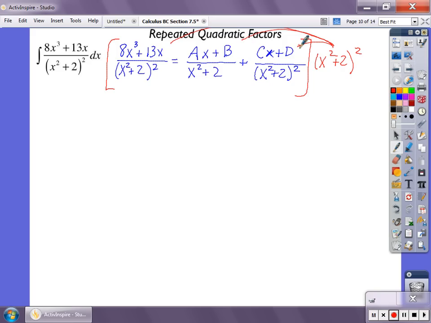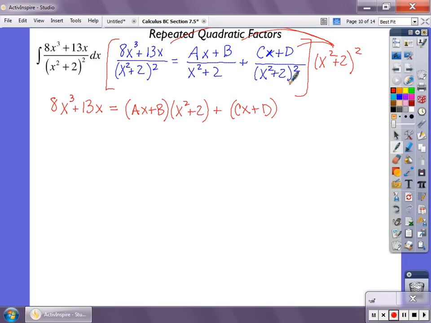The x squared plus 2 to the second and x squared plus 2 to the second here will reduce. We'll be left with 8x cubed plus 13x equals, when we distribute here, we'll have the ax plus b times x squared plus 2 to the first because 1 reduced. And then over here we'll have plus cx plus d, and then the x squared plus 2 and the x squared plus 2 squareds, they reduce.